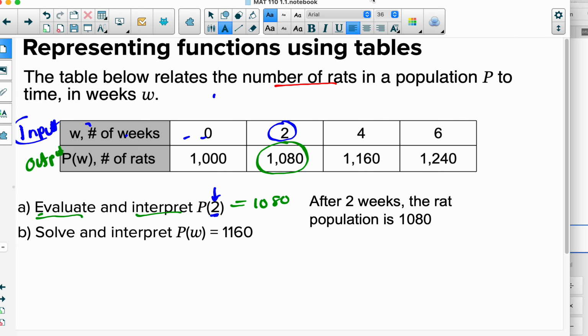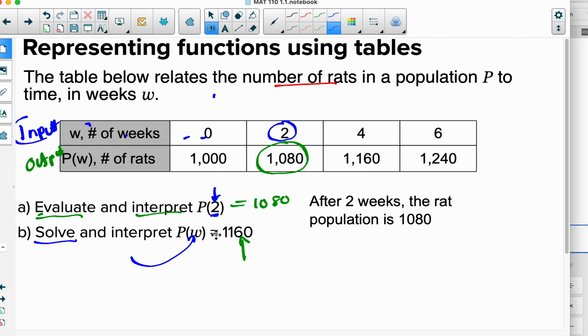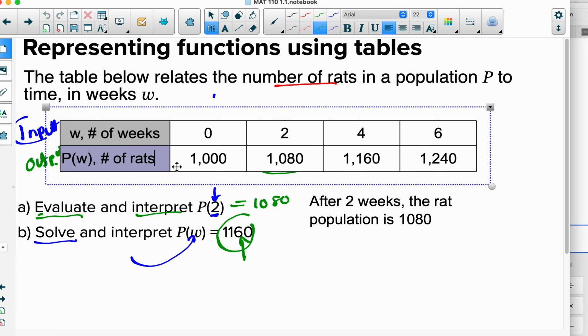And now in the second part, I'm given the output. This is the output. I want to solve for the input, which is W. All right, so this is my output. I'm going to go to my output row and travel over until I see 1160. When I have an output of 1160, it means that my input, or W, is 4.